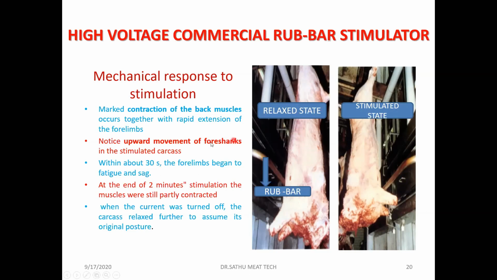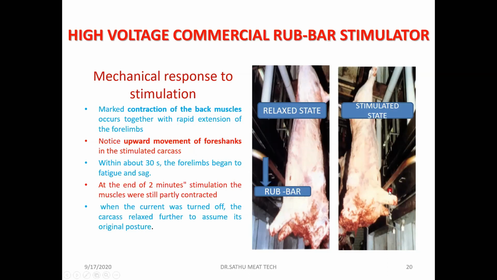Here, the mechanical response to the stimulation: marked contractions of the back muscles will occur together with rapid extension of the forelimb. That's what I told. Here you can see in the relaxed state it is like this, but during the electric stimulation there will be a rapid extension of the forelimbs. Notice the upward movement of the foreshanks. You must have seen in the first clipping.